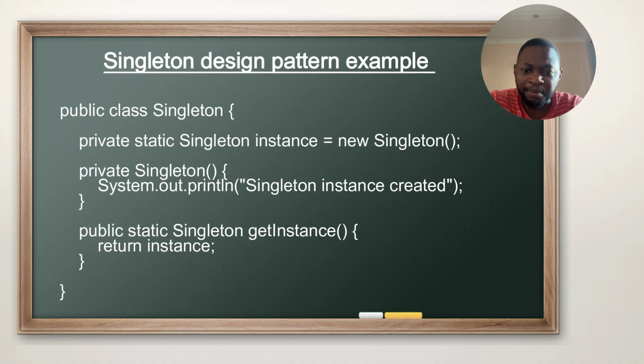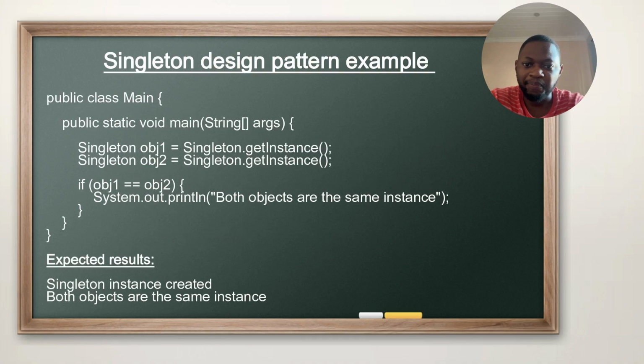And above the getInstance method, you will see we have a private constructor which prints out "singleton instance created". You will understand more of how the instance is created on our next example. Let's go to our next example.